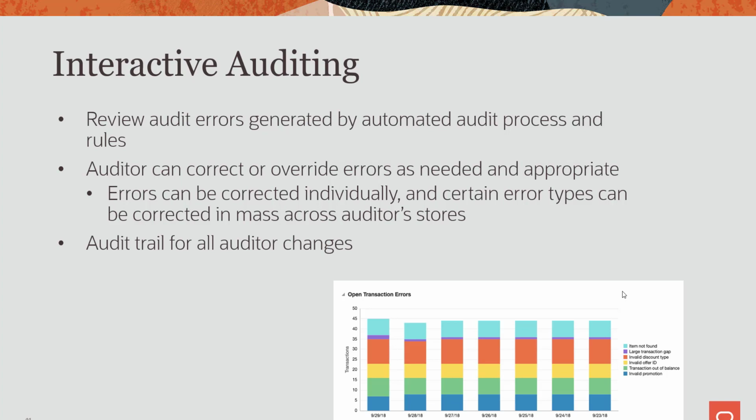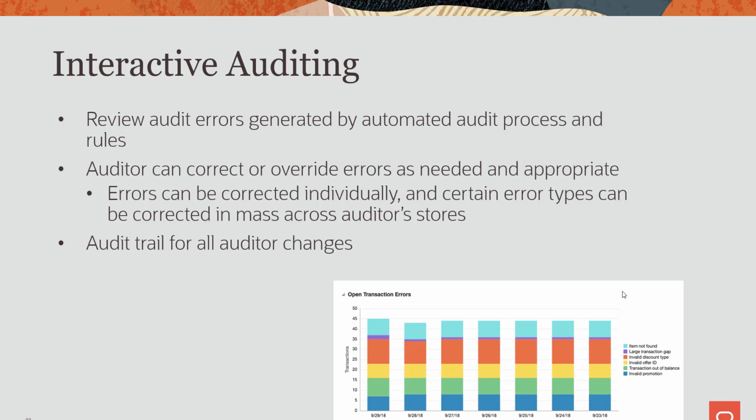Auditors work on the data at a store day level and review and correct errors through the sales audit UI. Depending on the nature of the error, the auditor will need to make corrections to the transactions or override the error if it is not critical and is really just flagging a condition that should be reviewed. Any changes to transactions made by auditors will result in a full audit trail of before and after the change to ensure validity of the data.